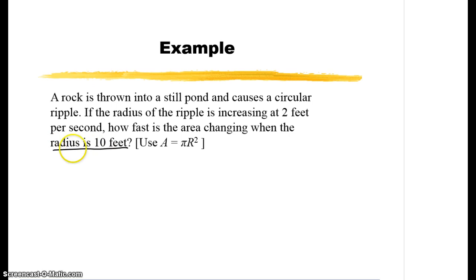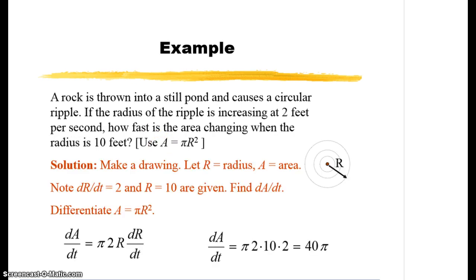Once again, we're looking at a particular situation when the radius is 10 feet. So we have a rate given to us, 2 feet per second. That's the rate at which the ripple is increasing. And we're looking for the rate of change of the area when the radius is 10 feet. And they remind you the area of a circle is pi r squared. Here's a picture, right? So we throw the rock or the little stone here into the still pond. The radius of the circles, really, the circular waves, increases.